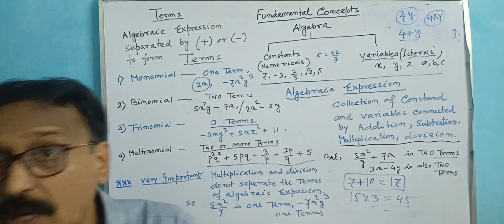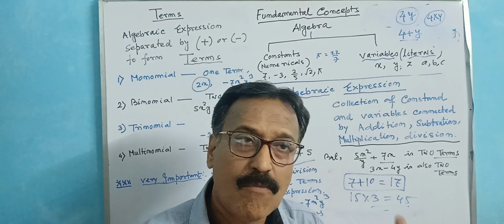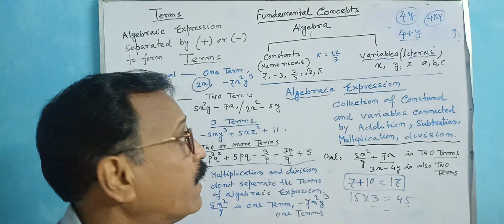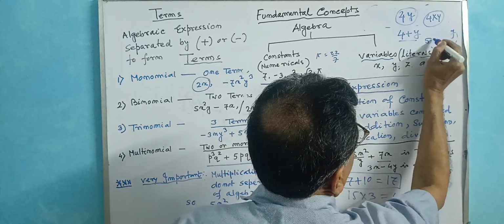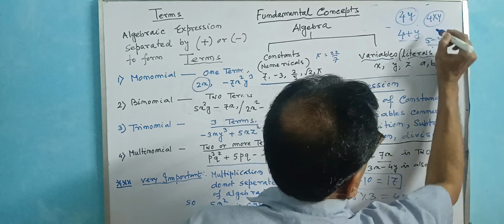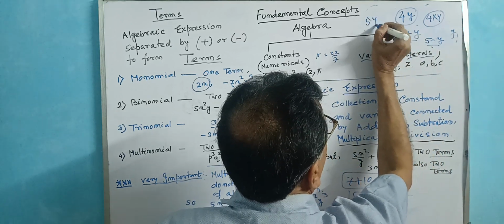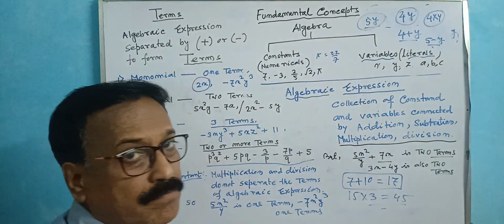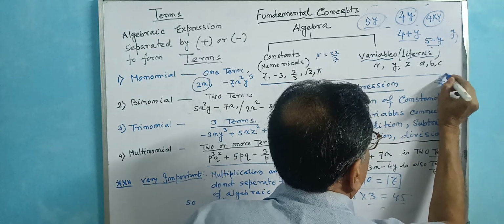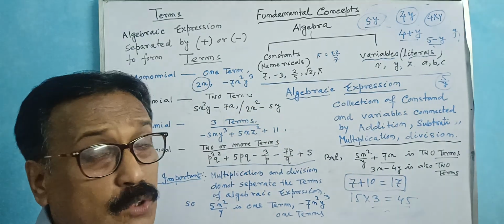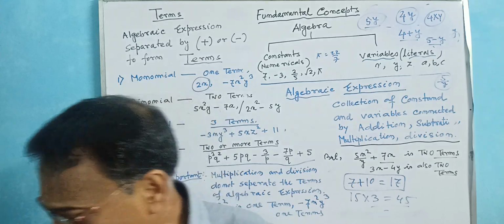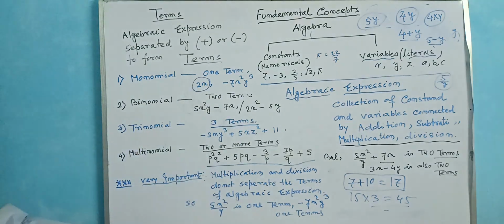Okay. In this way the term is developed. First term, one term, two terms, three terms. That is increased only by the plus or minus. If you write 5 minus y, this is also two terms. First term, second term. But if you write 5 into y, this is only one term. Clear? Or you write 5 by y, this is also one term. The term is developed only when separated by plus or minus, not multiply or division. Clear?